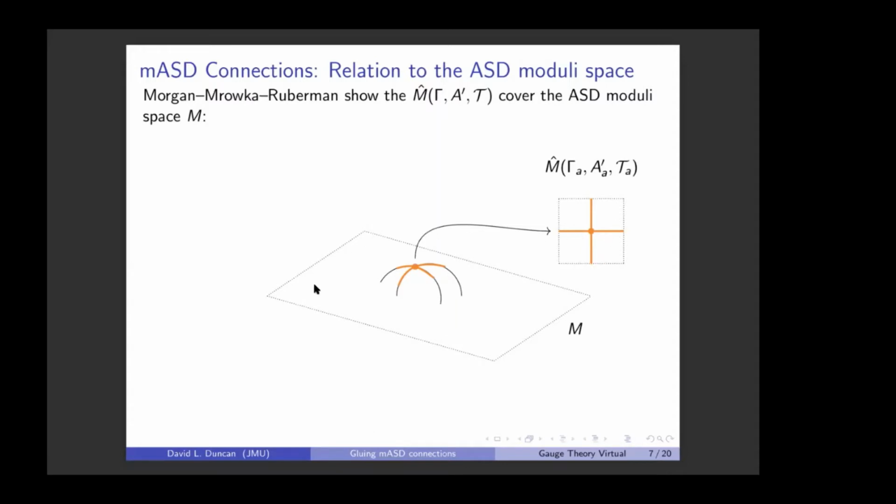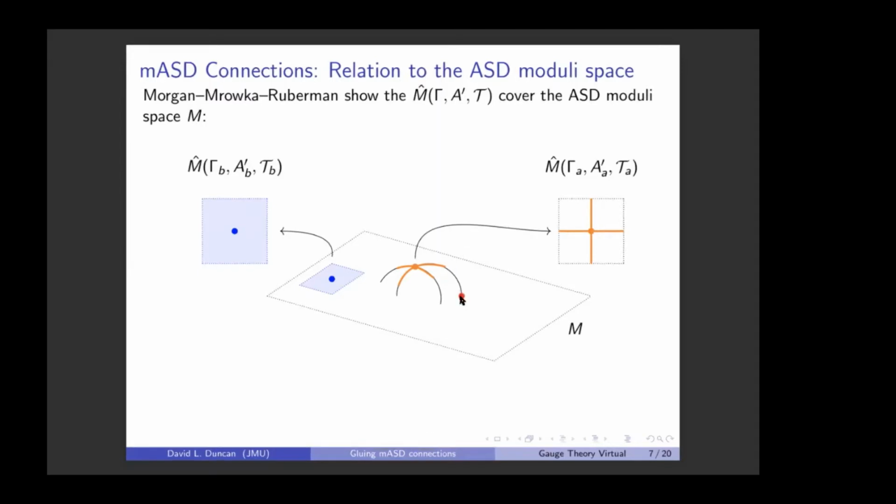And so you can play the game with every single point in the ASD moduli space. For example, you can pick a point over here, and then there's a little neighborhood. And maybe it's the case that everything in the mASD moduli space is actually ASD. That's sort of what's indicated in this picture. Whereas in the first orange picture, there's this white stuff that's properly mASD, whereas only the orange stuff is ASD.